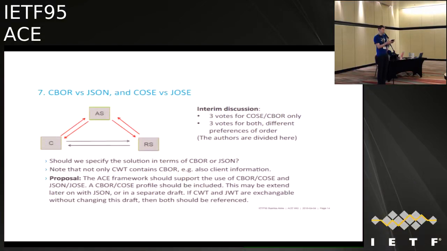And the motivation is that not only the CBOR web token includes CBOR, but also other client information. So it would mean that certain claims, for example, would have a CBOR or a JSON encoding, which I think is unnecessary. Right, I think I've said everything. Yeah, okay, the final point here. To the extent that the CWT, the CBOR web token, and the JWT are exchangeable without changing this draft, I think that both should be referenced. But in the other instances where CBOR or JSON may be used, I think we should stick to only specifying CBOR. And that is the final slide.